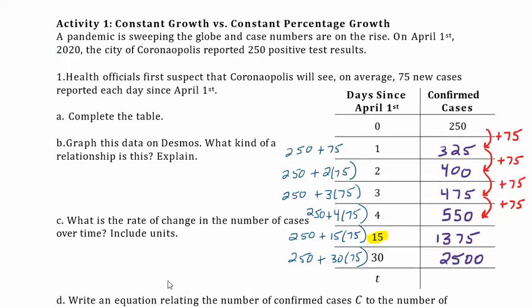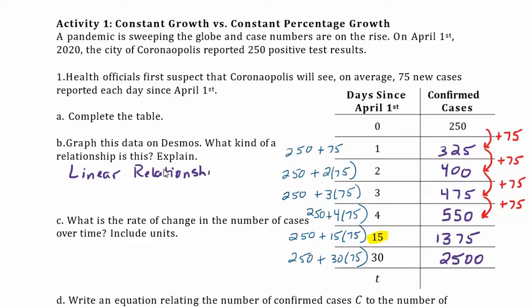Let's go back over here and take a look at B. Graph this data on Desmos. What kind of relationship is this? You remember what it's called when your data comes out in a straight line like that? A line, it's a linear relationship.